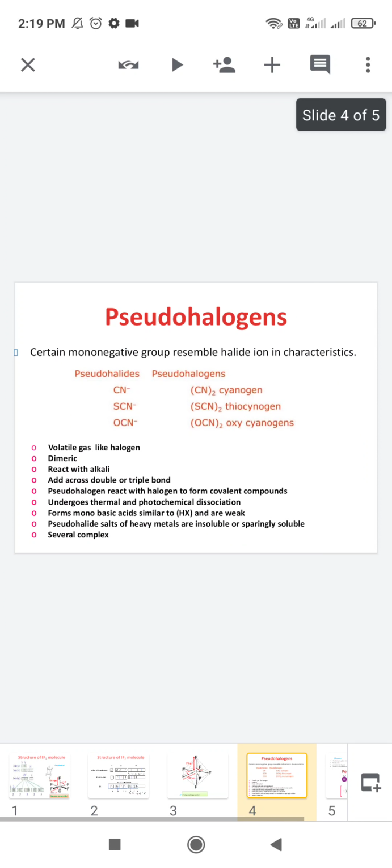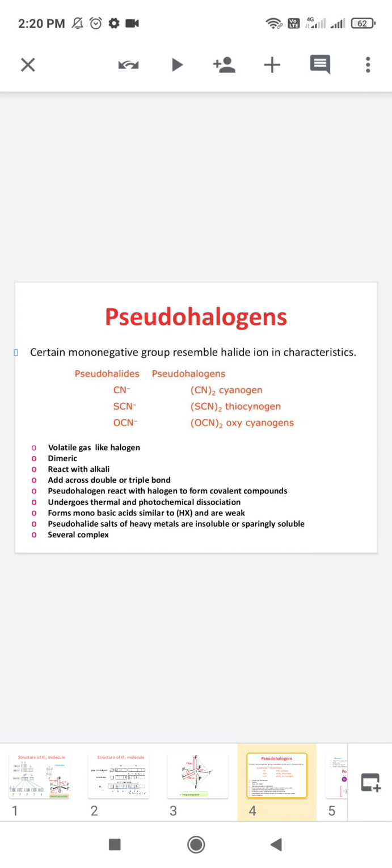Now we are moving on to another topic, that is pseudo halogen compounds. Certain mono-negative groups resemble halide ions in character. They show similarities, and at the same time differences. Some examples are CN minus ion, SCN minus, OCN minus, etc.